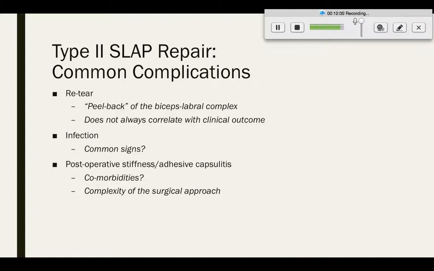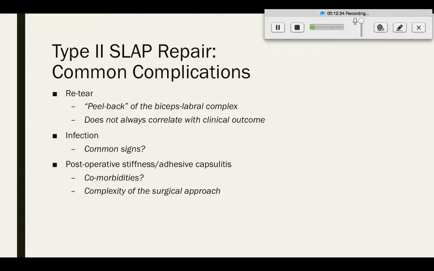And then common complications, and a lot of these you're going to see some repetition from one procedure to the next. I would say one that's unique to this procedure is re-tear, as far as peeling back the biceps labral complex. However, sometimes this can occur and we may not even be aware of it. So always just pay attention to how your patient is presenting in clinic. So how is their range of motion? How is their pain? Are they having any mechanical symptoms? What do their scapular kinematics look like? What does their strength look like?